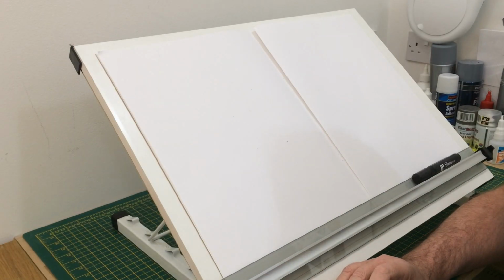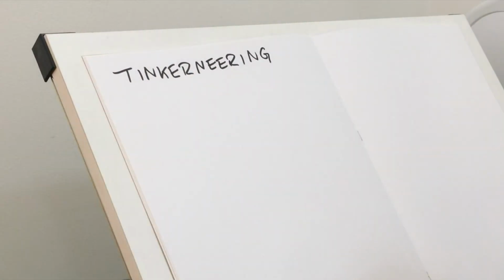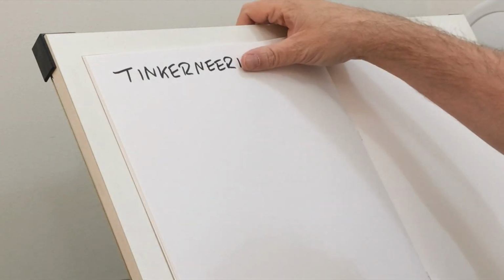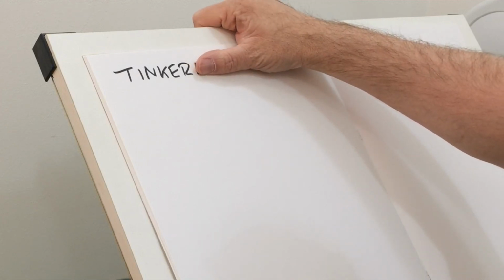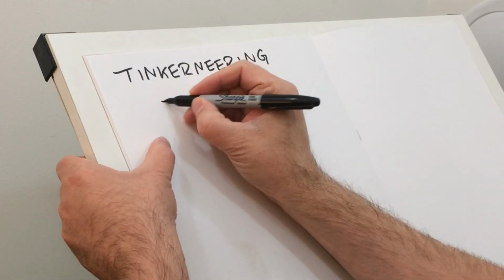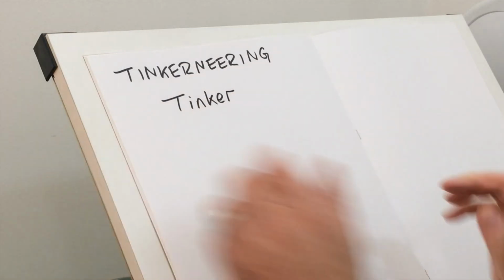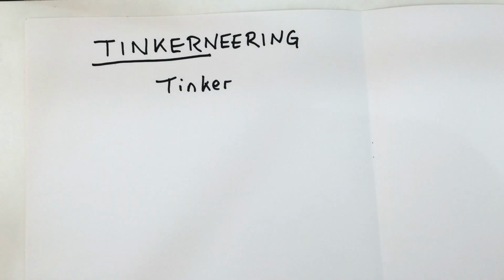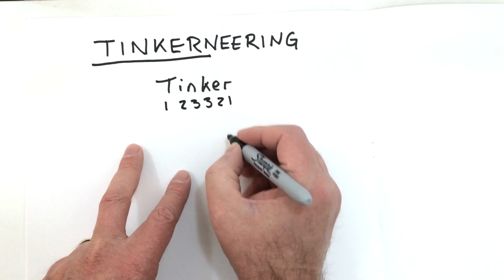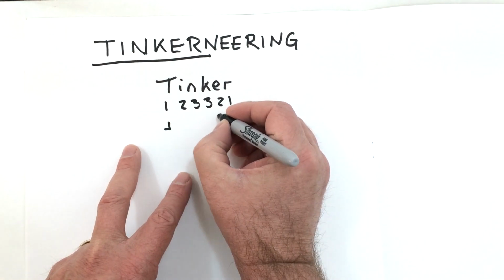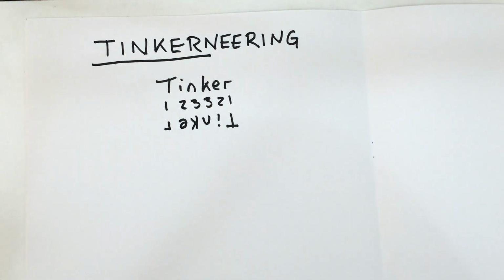I started out with the idea of making a Tinkerneering ambigram. Tinkerneering is a bit long, so maybe we'll make Tinkerneer, or maybe just Tinker. First thing I do is number the letters and then see how they look upside down. In this form, I need to rotate the T and the R, the I and the E, then the N and the K.